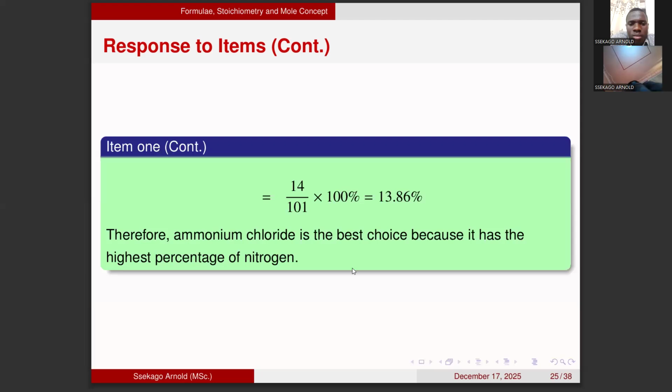Allow me to first stop this here and continue with the third item.